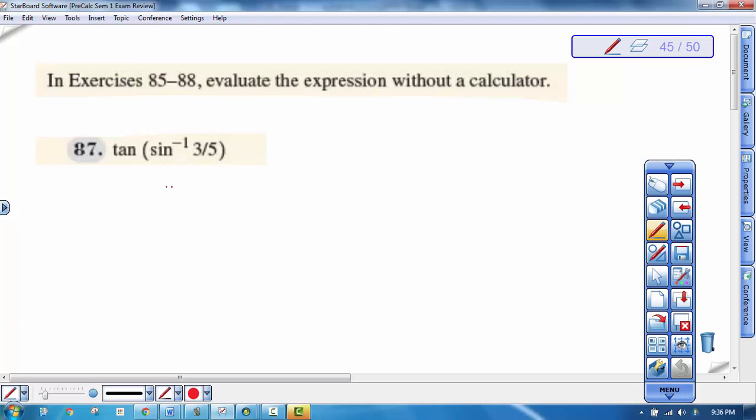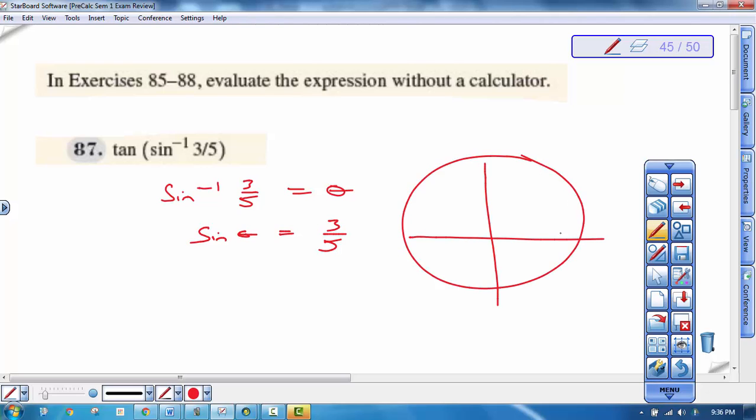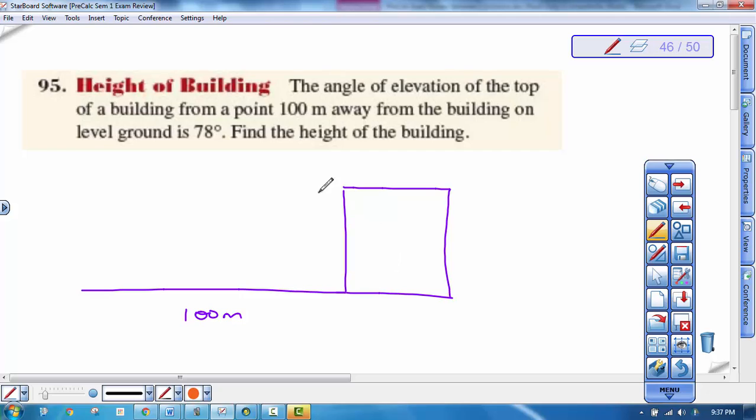Next, I want to evaluate this expression without a calculator. Let's take that inverse sine of 3/5 and set it equal to theta because it really is an angle. Let's then do sine of theta equals 3/5 and take a look at where that would be. We know it has to be in one of these two quadrants because that's where the inverse sine is defined in our domain. So if we look at opposite over hypotenuse, 3/5, this would be 4 if you do the Pythagorean theorem. Now we can find the tangent is opposite over adjacent, so our tangent is 3/4.